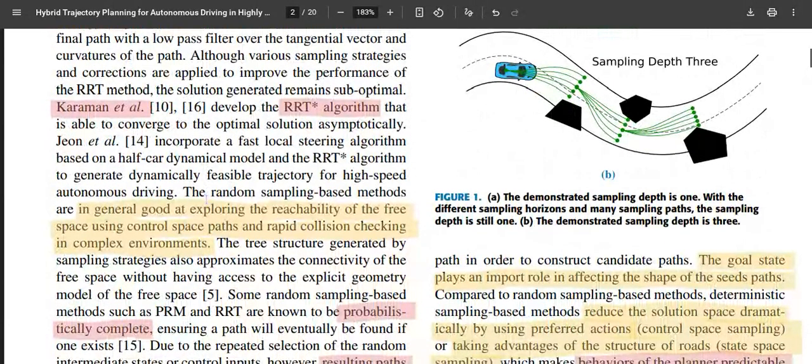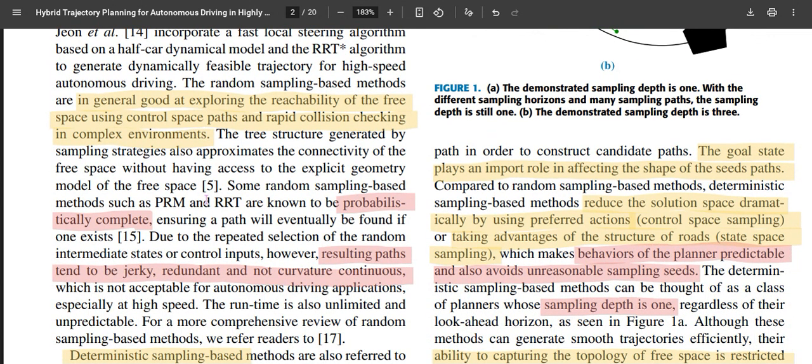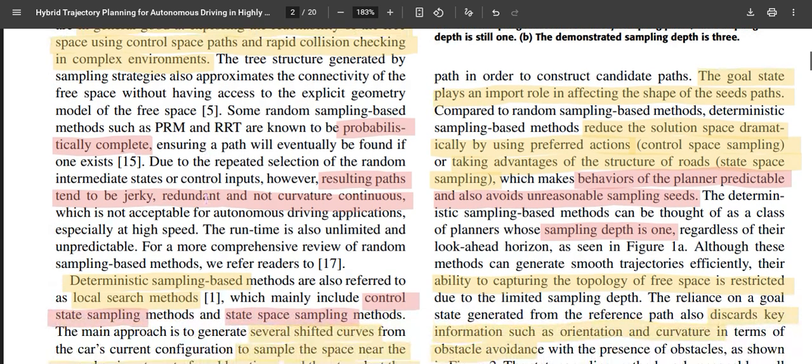One of the advantages of these randomized sampling methods is that they are probabilistically complete. It means that the resulting path is complete, but however, it tends to be jerky, and it does not satisfy the non-holonomic constraints, or the curvatures are not smooth enough. The other method is deterministic sampling methods. This method can be further categorized into control space sampling methods or state space sampling methods.